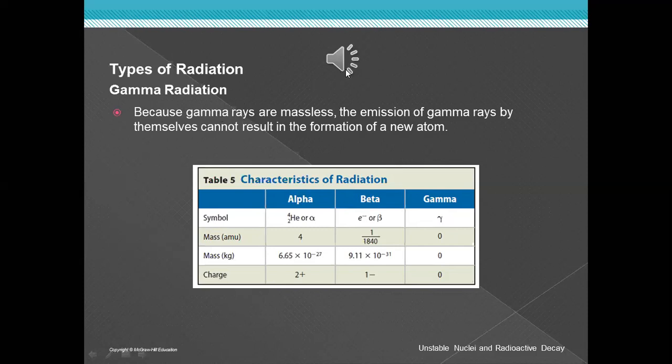So this is the properties of alpha, beta, and gamma rays. Okay, can you listen, please? Types of radiation. Gamma radiation.